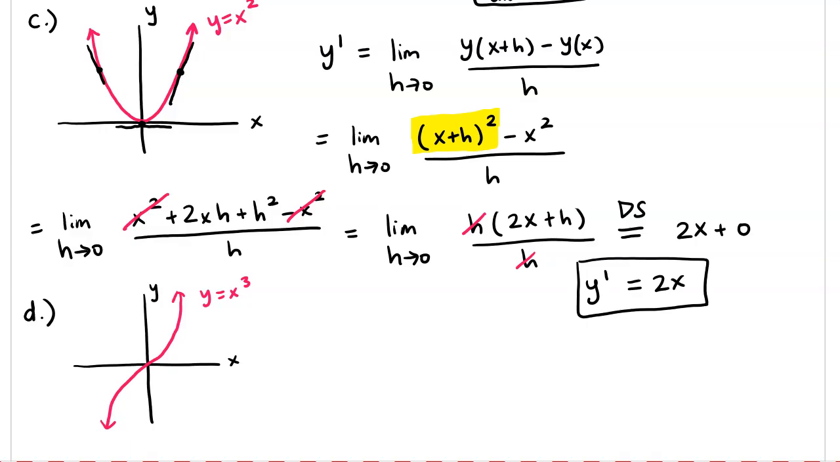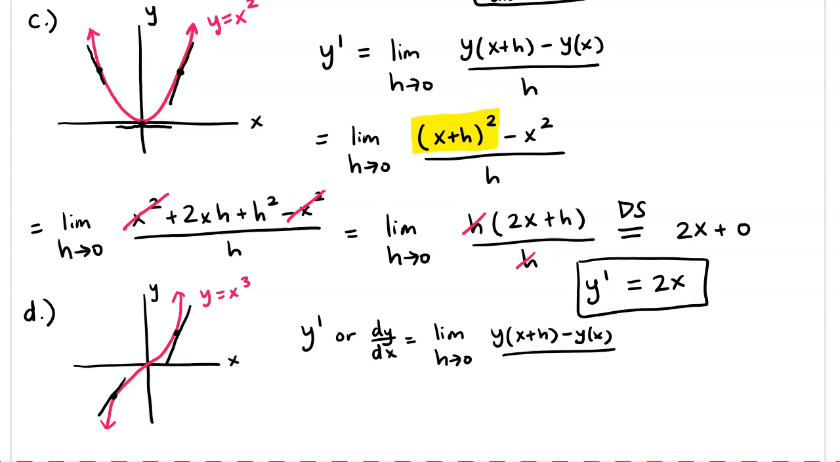In part D, we are looking at the function y equals x cubed. Once again, if I choose some arbitrary x value, if I take the tangent line there, or somewhere like here, notice that these are not going to have the same slope, and so we have to once again use the limit definition of our derivative. So we find that y prime, and remember you could say y prime or dy dx, is equal to the limit as h approaches 0 of y of x plus h minus y of x all over h.